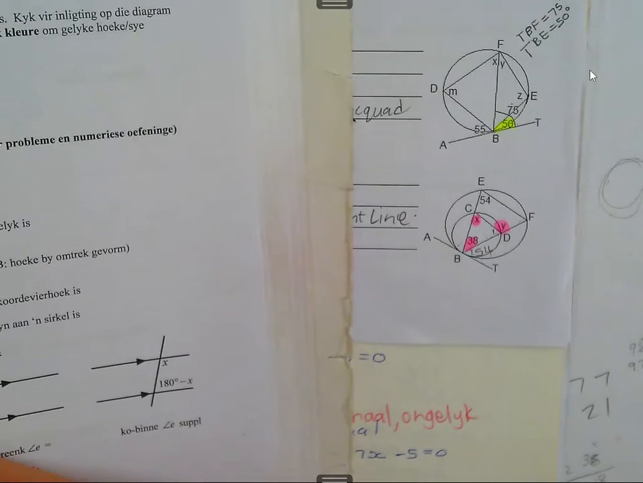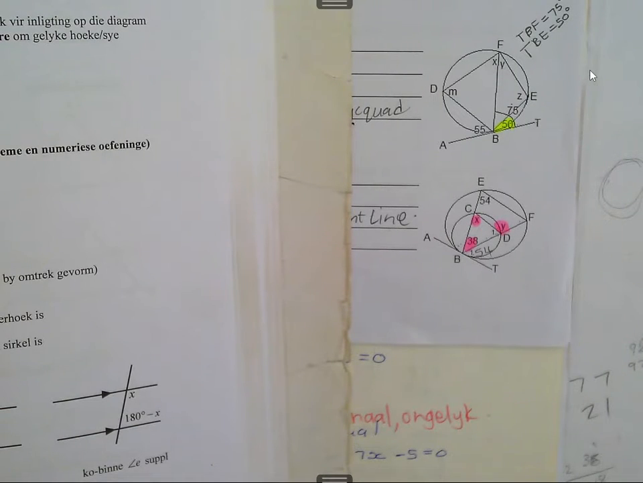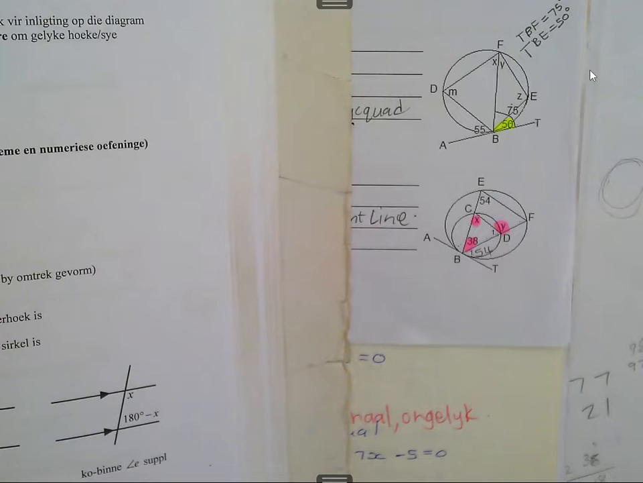Then we have 3 cyclic quad theorems. You can tell me the 3 cyclic quad theorems. Angle in the same circle segment. You remember that one? When it's subtended by the same chord, then those angles will be equal. Second one: the exterior angle of the cyclic quad is equal to the opposite interior angle. And then the third one, opposite angles of a cyclic quad are supplementary, not equal, no, supplementary.